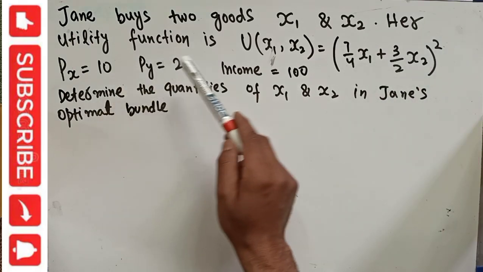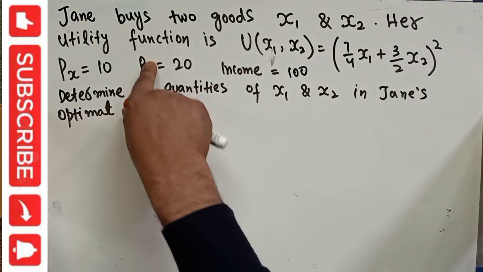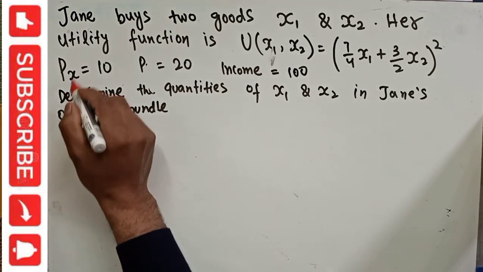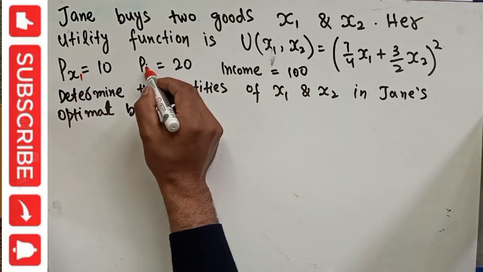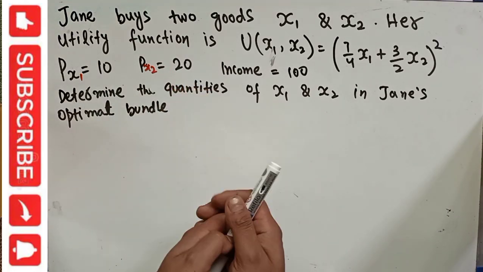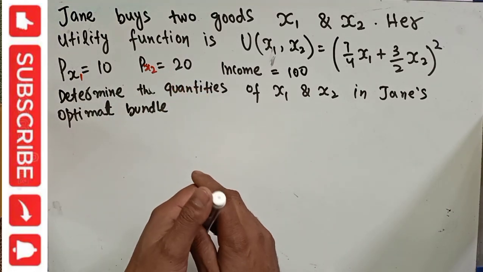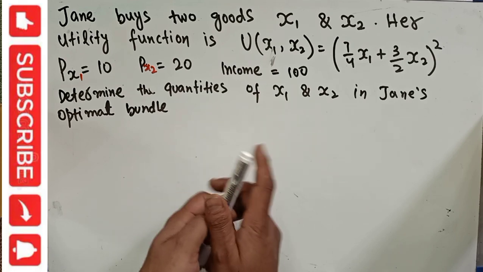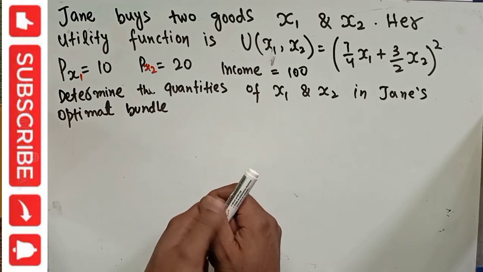The price of good x1 is 10, and the price of good x2 is 20. The income of Jenny is $100. We have to determine the quantities of x1 and x2 in Jenny's optimal bundle.